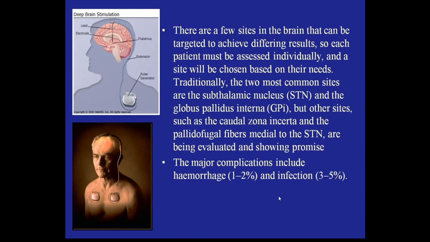There are a few sites in the brain that can be targeted to achieve different results, so each patient must be assessed individually and a site will be chosen based on their needs. Traditionally, the two most common sites are the subthalamic nucleus and the globus pallidus interna, but other sites such as caudal zona incerta and the pallidofugal fibers medial to subthalamic nucleus are being evaluated and showing promise. The major complications include hemorrhage 1-2% and infection up to 3-5%.